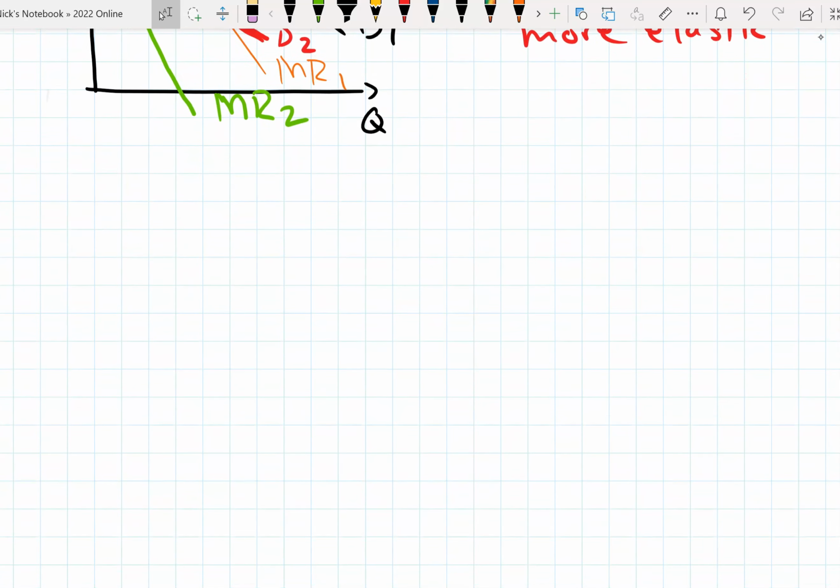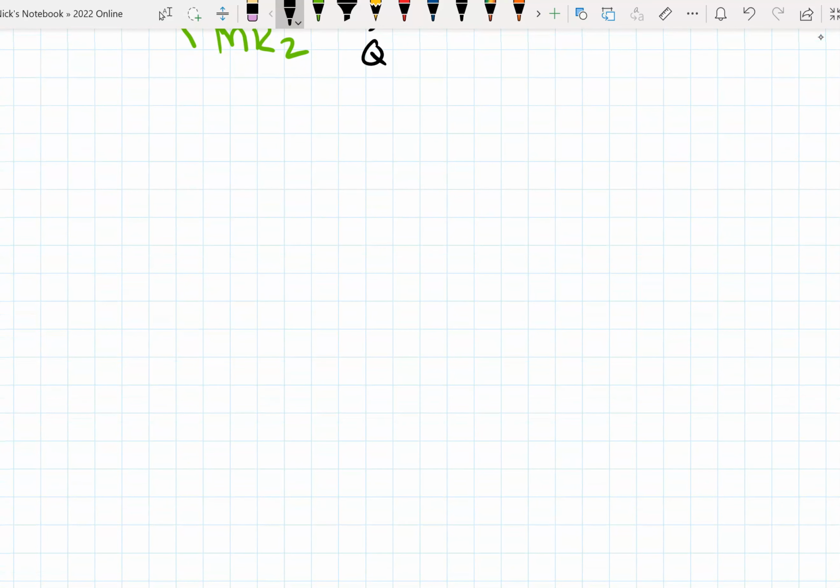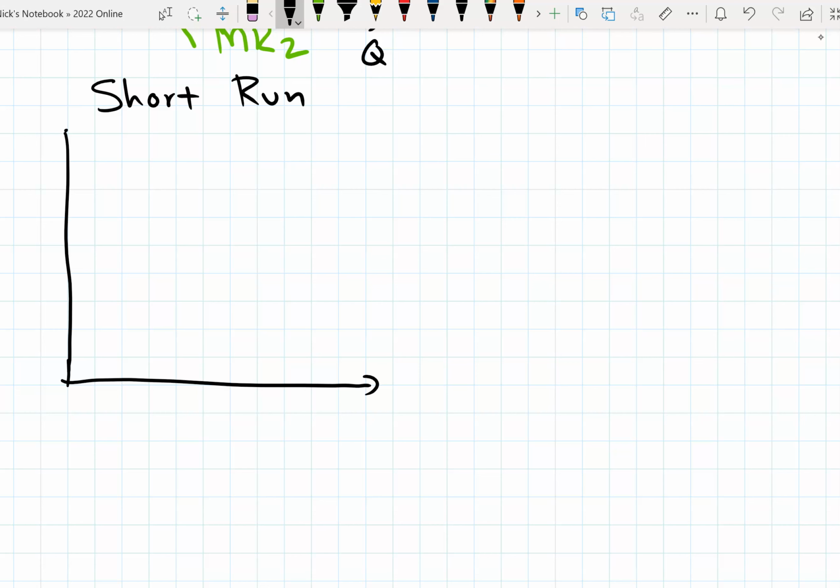Now let's go ahead and take that idea and put it back into our framework for finding the best price and quantity. So we can see what happens to the typical firm in the long run. Okay, so let me go ahead and draw everything, and then I'll start explaining.